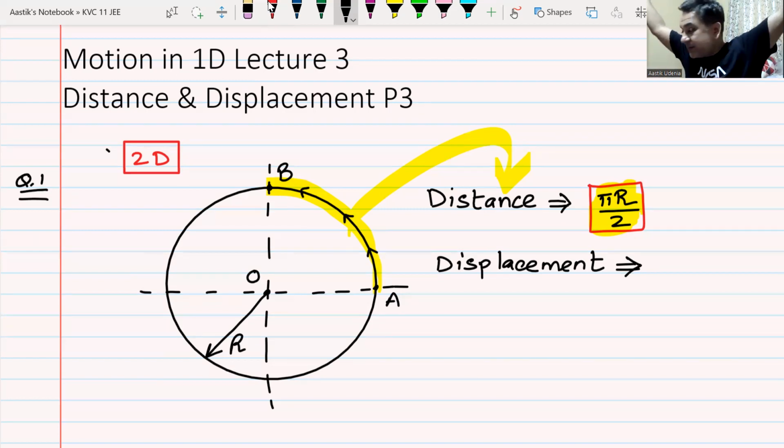I am looking at the sky because I don't understand it. Try again. What is the displacement here? Try again. Try. What is the displacement here? Tell me. No one?